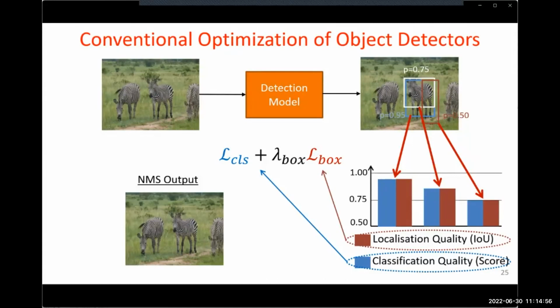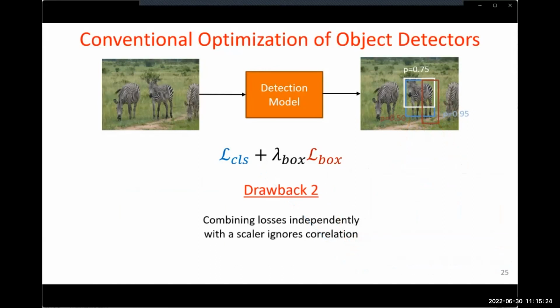If the confidence scores and IOUs of the predictions positively correlate, then non-maximum suppression will survive the one with the best localization as shown in the NMS output at bottom left image. On the other hand, if the correlation decreases, then NMS will end up with the one with the worst localization quality. Note that this loss formulation combines losses independently and ignores this correlation.